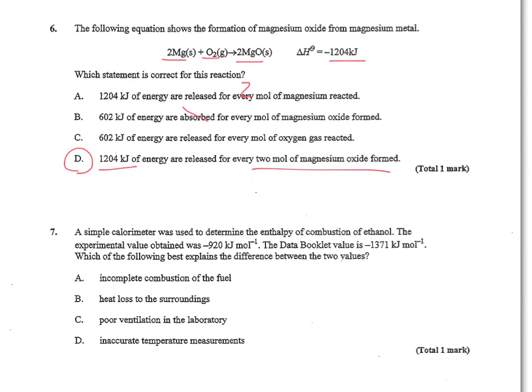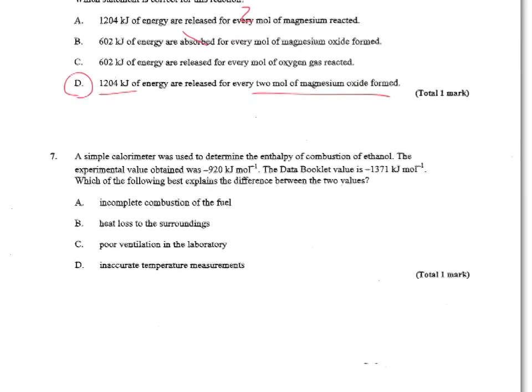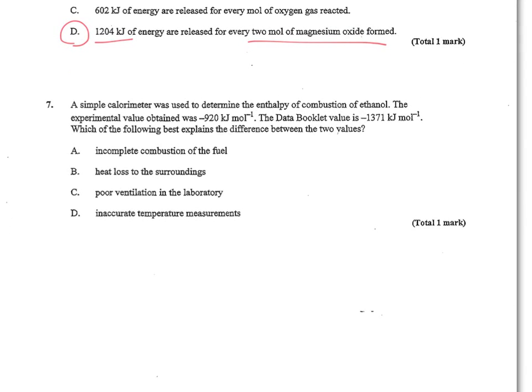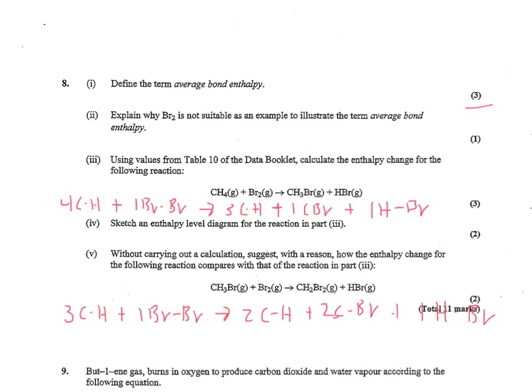Number 7, a simple calorimeter, which best explains this. They're just getting to the fact that IB always wants you to realize that heat loss to the surroundings is your number 1 source of error with any calorimeter. So if in doubt on a calorimeter, heat loss to the surroundings is your ticket.